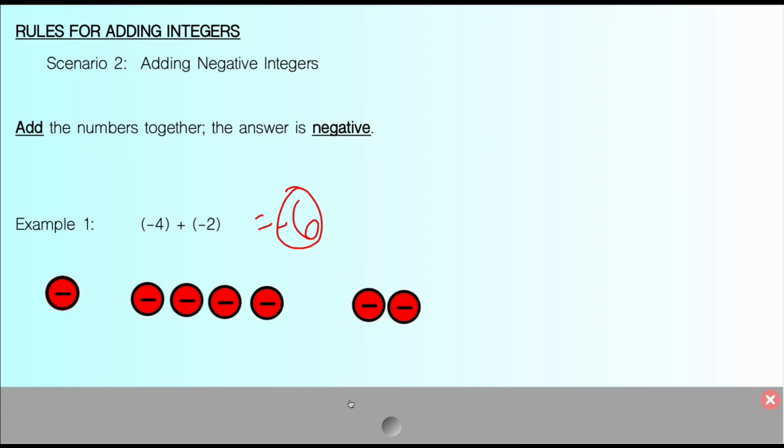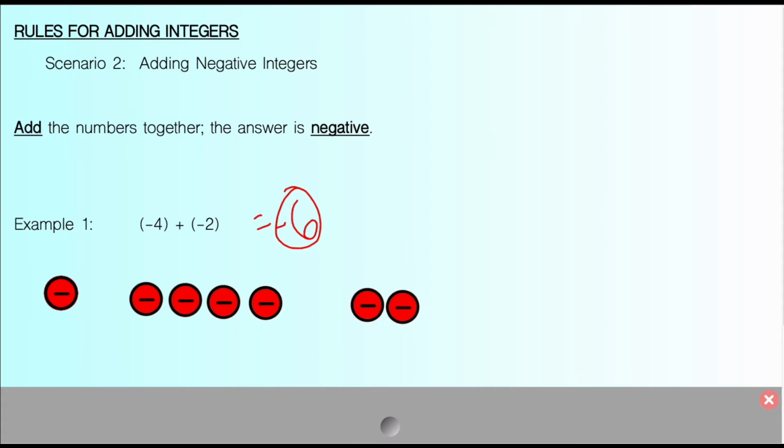But the real way that I like to think about this is I think of it as money, just because we all use money. We kind of can all understand money. If you have a negative number, I like to think of that as debt. Debt, you owe someone something. So let's say I've got $4 of debt, that's represented by the negative 4, and $2 of debt. In total, I've got $6 of debt. So you can think of these as like values of money. And that might help you in adding things together.